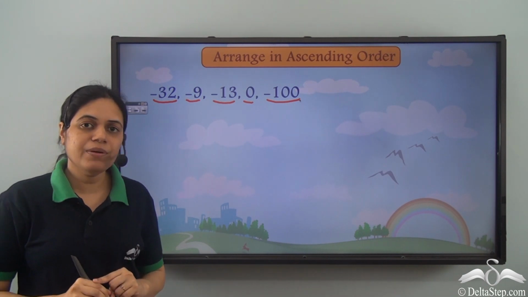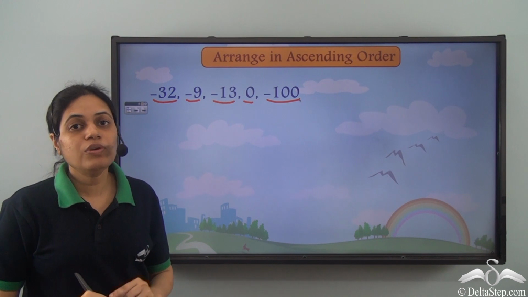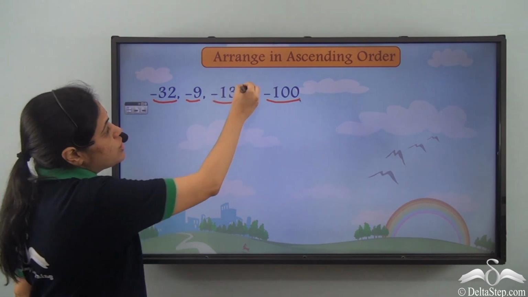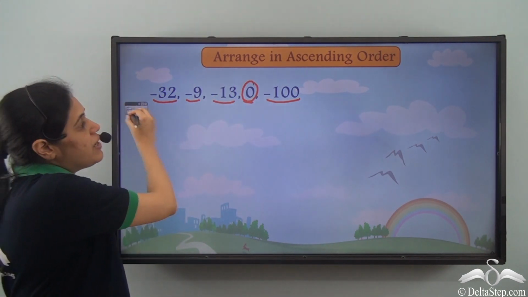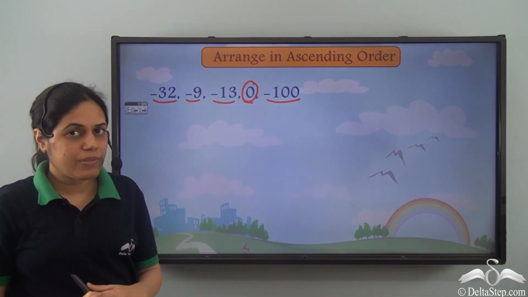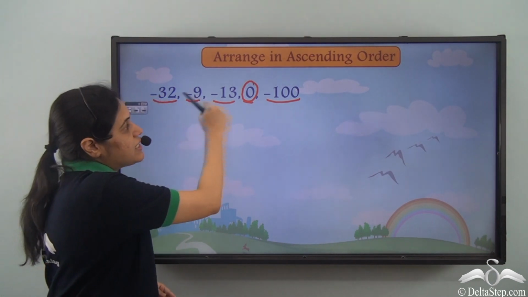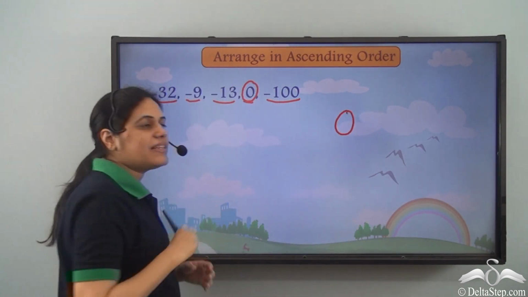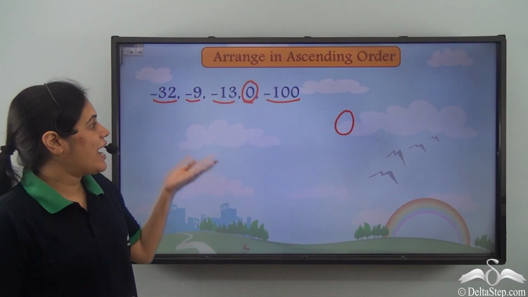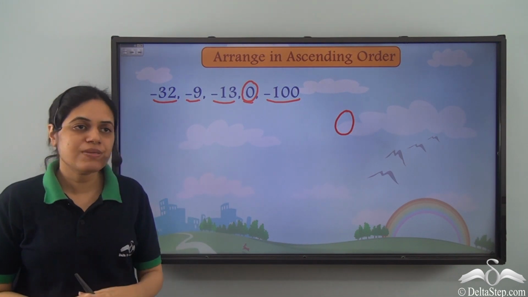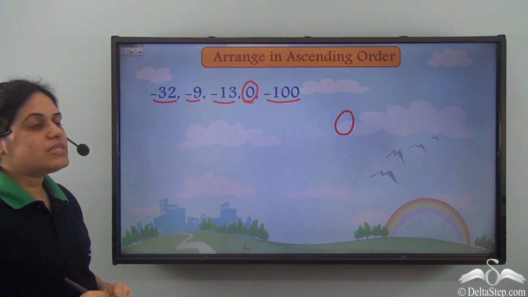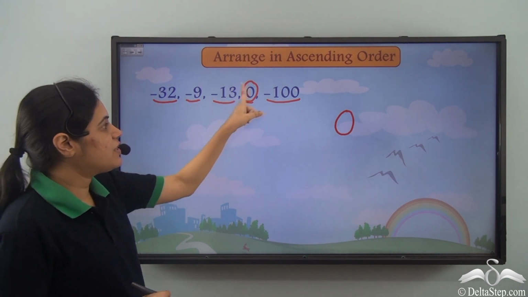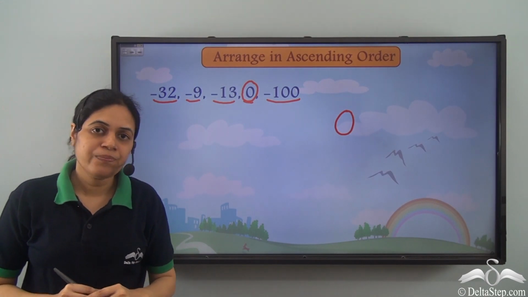0 is a neutral number. Now I know that 0 is greater than any negative number. So 0 will be greater than these 4 numbers. 0 is the greatest among these numbers, so 0 will come right at the end. And I need to arrange the remaining numbers. The remaining numbers are negative 32, negative 9, negative 13 and negative 100.